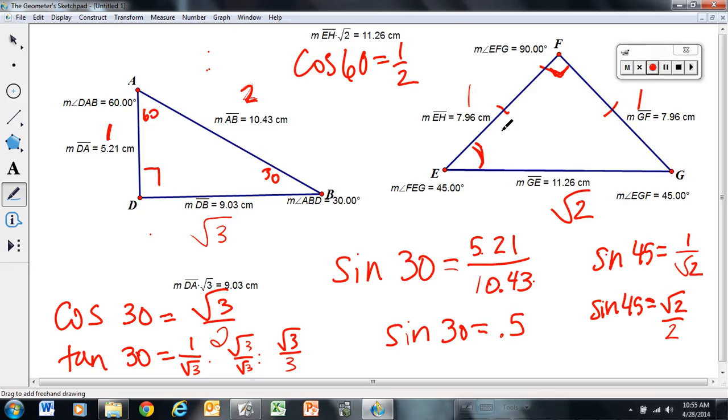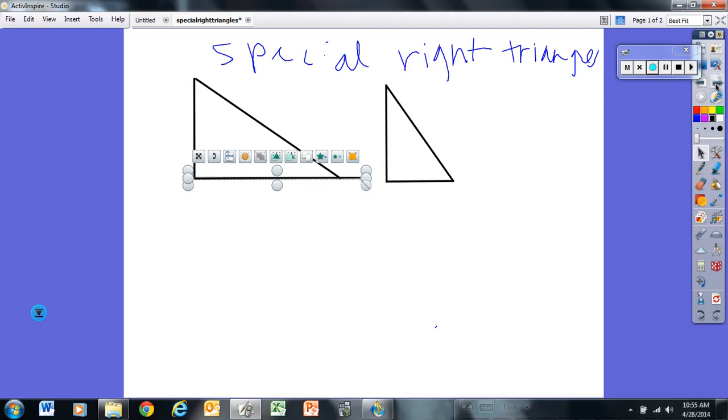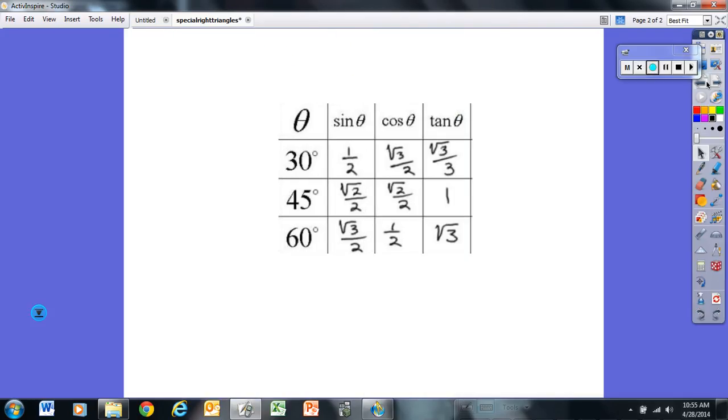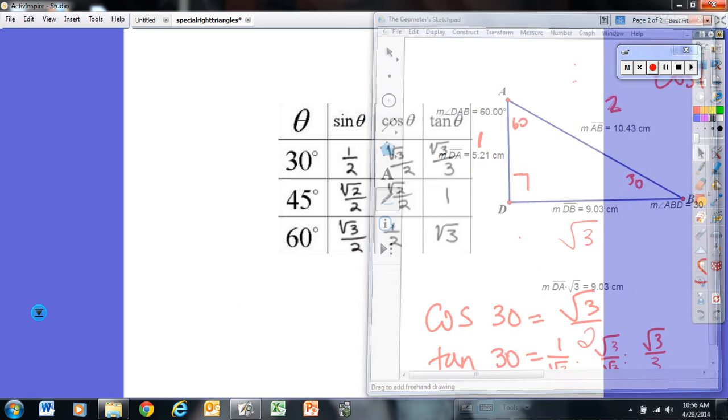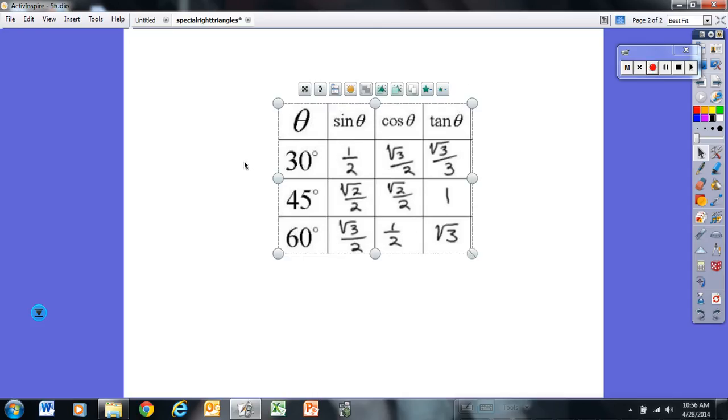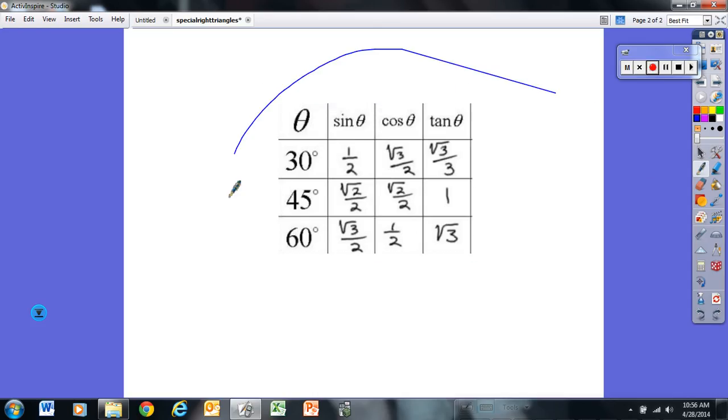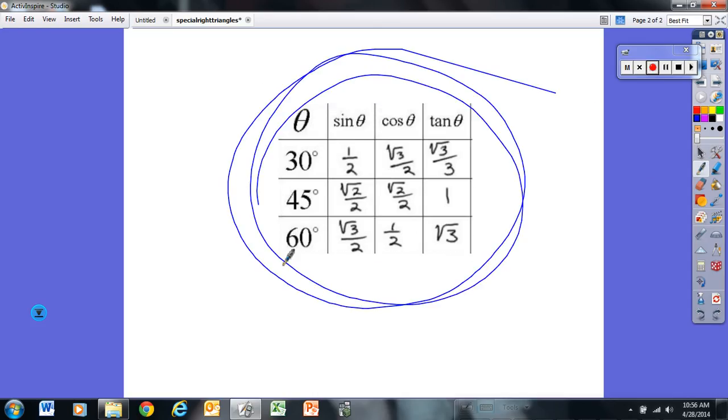Now, if you memorize these triangles, then you don't have to memorize what's on the next screen. But if you don't memorize those triangles, then you do need to memorize this. Here are all the functions we just talked about. Sine of 30 is a half, cosine of 30 is root 3 over 2, tangent of 30 is root 3 over 3. You will have, let me say this again, you will have a pop quiz on this table exactly like this next class. It's going to be worth 100 points. You have to memorize these 9 functions.